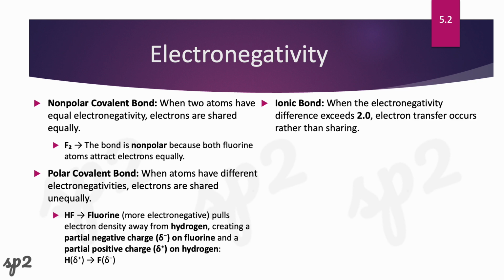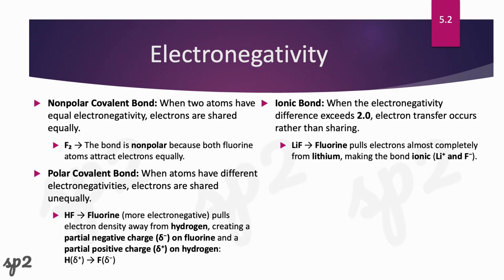I can also talk about the ionic bond now, which is going to be the cases that the electronegativity difference exceeds 2, which means that I have significant difference in the electronegativity of the two atoms, and we no longer have sharing of the electrons. Now we have transferring of electrons from one to the other one. Lithium fluoride would be a good example. Fluorine pulls the electrons almost completely from lithium, making the bond ionic, right?